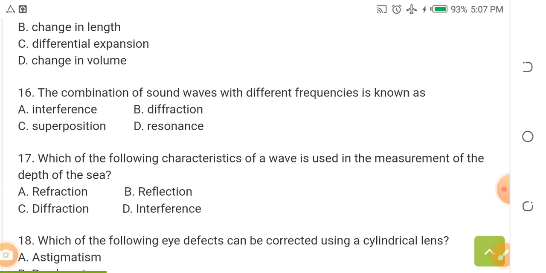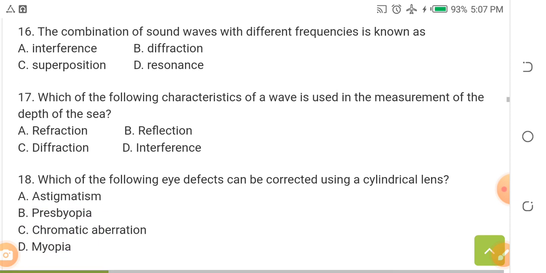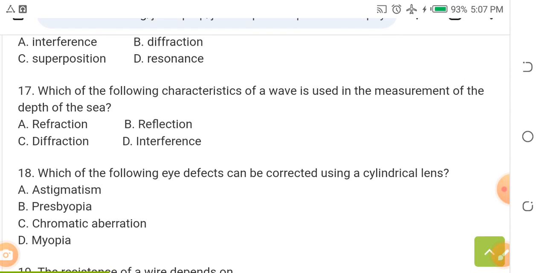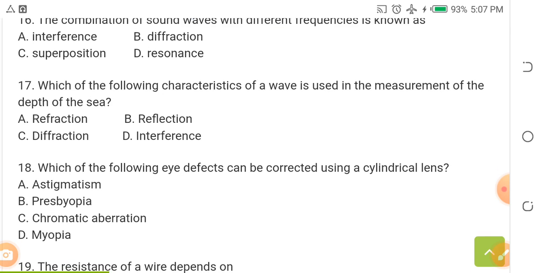Superposition. Are you still with me? Let's look at the next question. Question number 17. Which of the following characteristics of a wave is used in the measurement of the depth of the sea? Which one do they use to measure how deep a sea is?